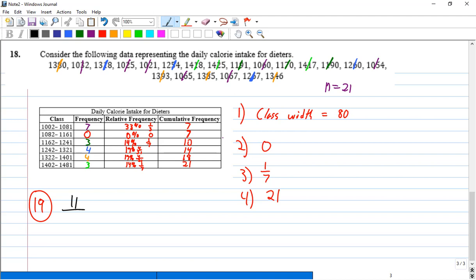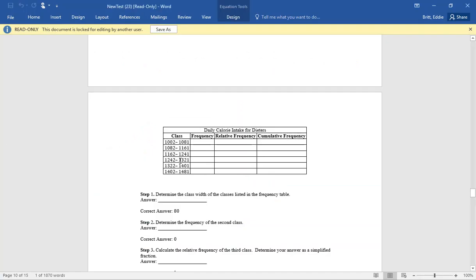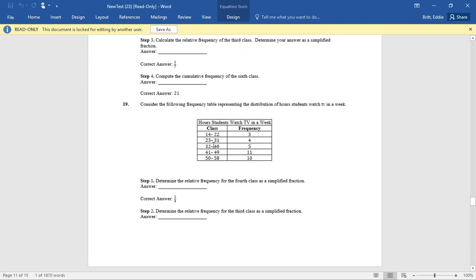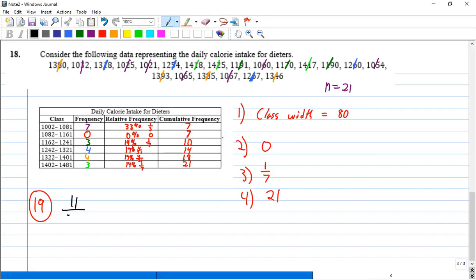It would be good if I took the right class. Is that the fourth class? Okay, yeah, that's right. So this is from right here. Fourth class, 11 over the total number, which was 33. 11 over 33 is what? That's 1/3. That's your answer.